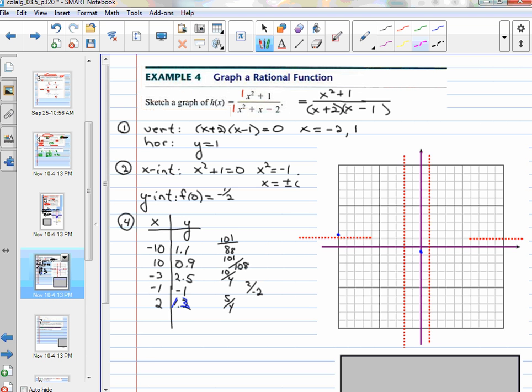-10, 1.1. So I know I'm just above it. 10, I'm at 0.9. I'm just below it. -3, 2.5. -1, -1. 2, 1.3.